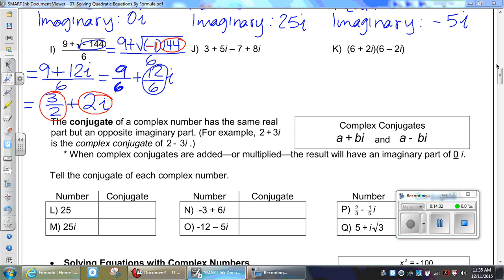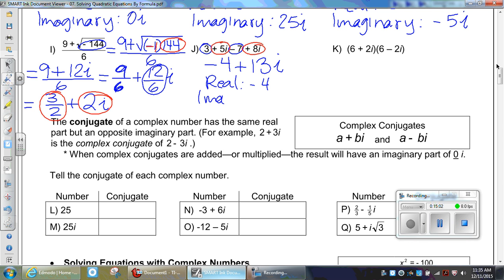The next one, what we need to do here is combine the real part, so 3 minus 7. What is 3 minus 7? Negative 4. And then we combine the imaginary parts, 5i plus 8i. 5i plus 8i is positive 13i. So in this case, the real part is negative 4. The imaginary part is 13.